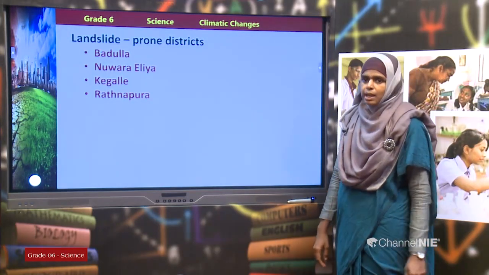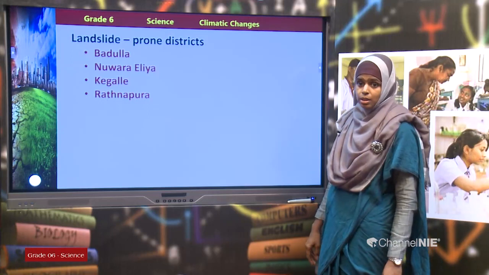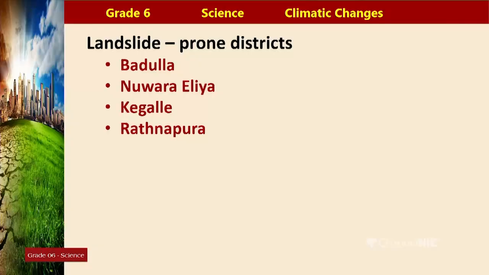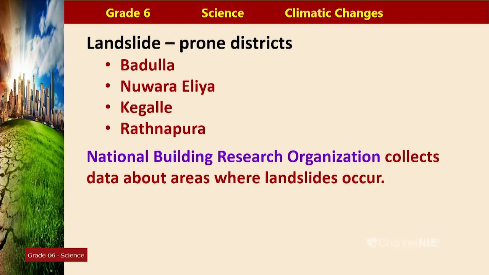Let's see what the landslide prone districts are, children. What are the landslide prone districts in Sri Lanka? Badulla, Nuwara Eliya, Kegalle and Ratnapura are considered landslide prone districts. In these districts, there is a higher tendency of landslides and people are given alerts.